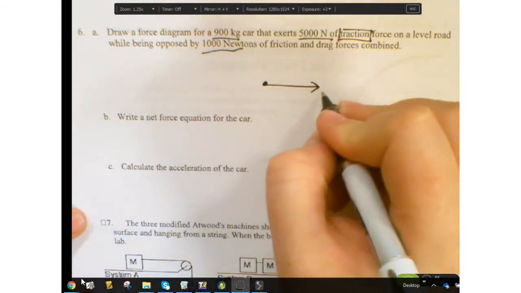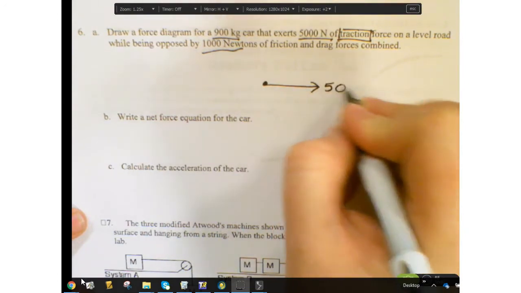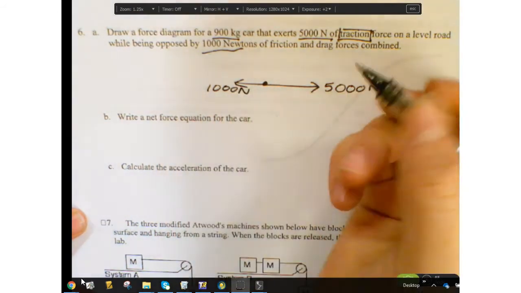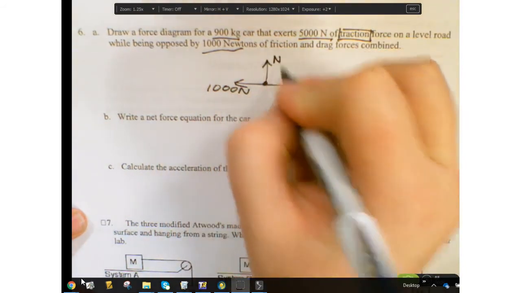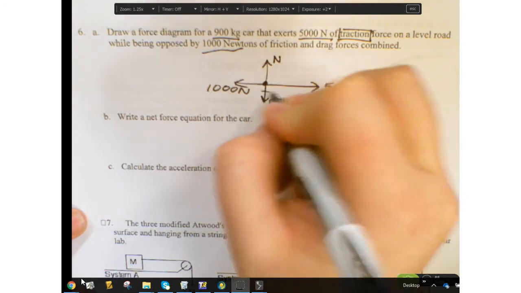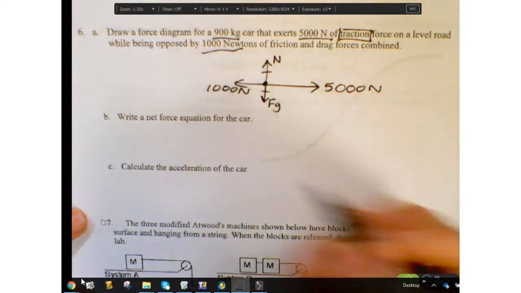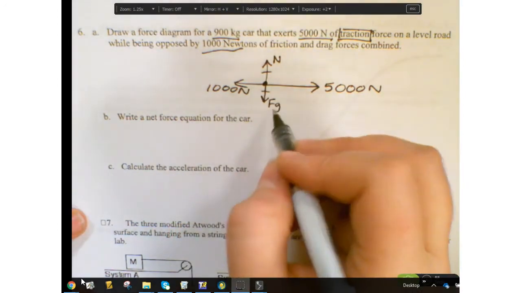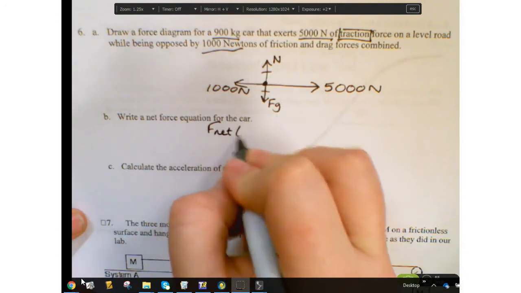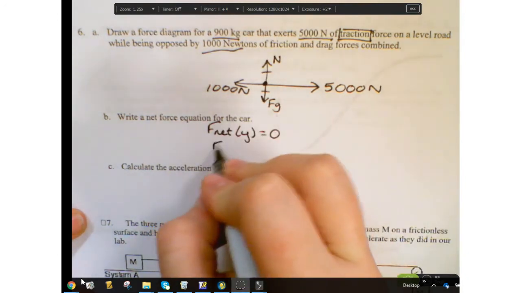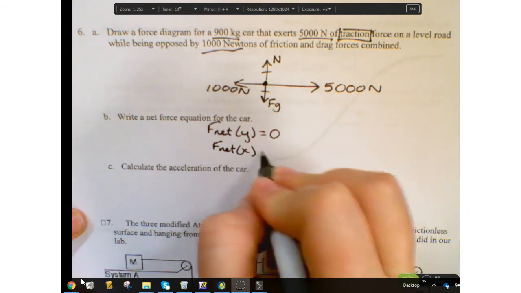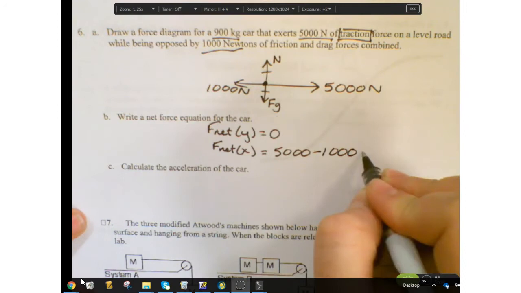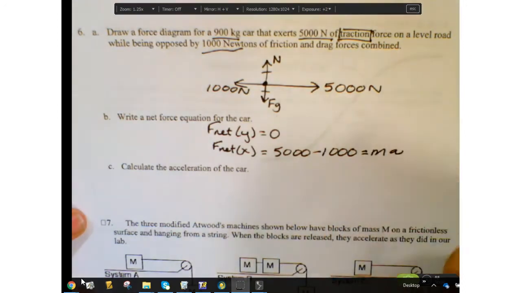So here we have the traction of 5,000 newtons. Here we have 1,000 newtons of friction and drag combined. It's going to have a normal force and a force of gravity that I know are balanced with each other. Now, write a net force equation for the car. So first of all, our net force in the y direction is 0. Those forces are balanced. The net force in the x direction, however, is going to be 5,000 minus 1,000, and that equals mass times acceleration.